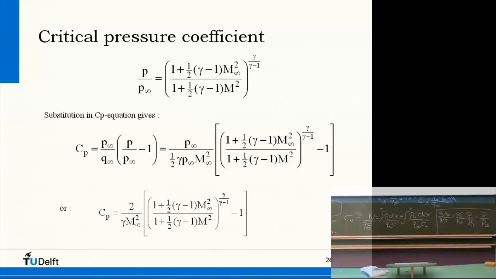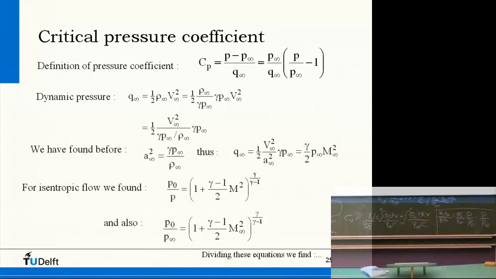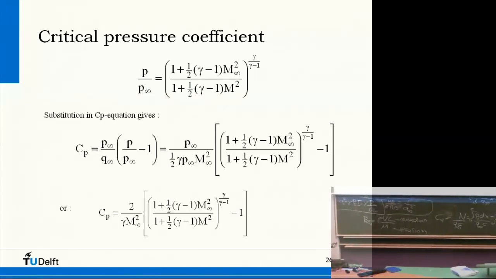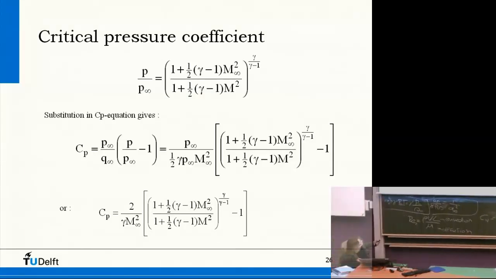So doing that, I divide this one with the Mach infinite squared over that one with the Mach. So I get this one with the Mach infinite squared dividing the same one with the Mach. So now I have a pressure ratio.